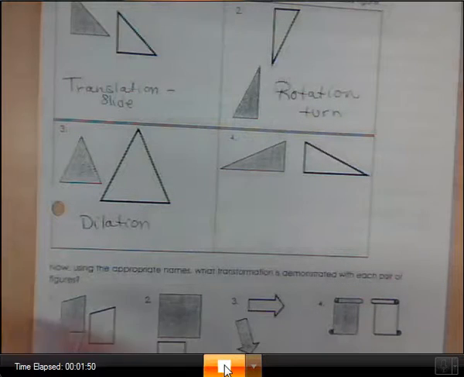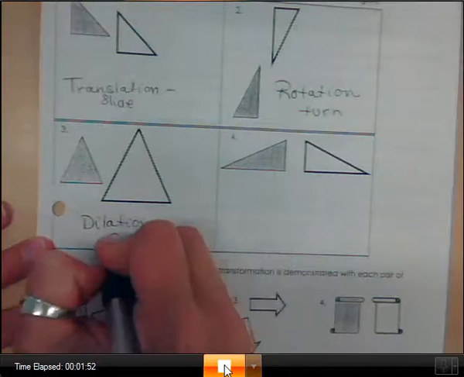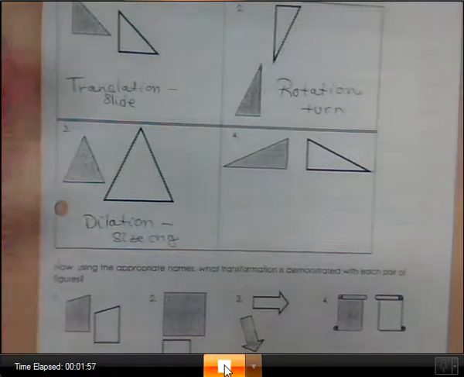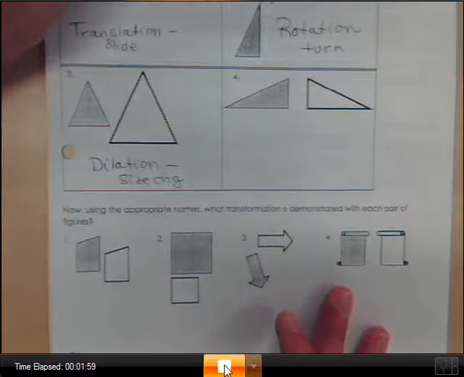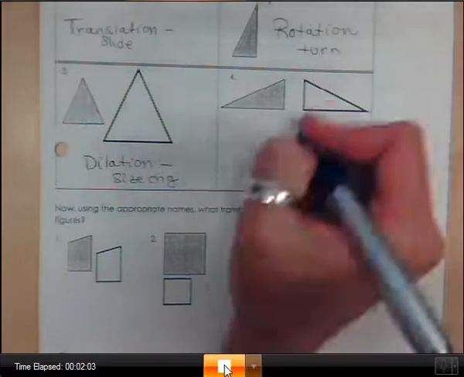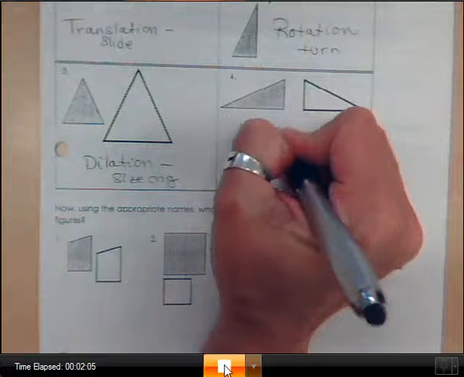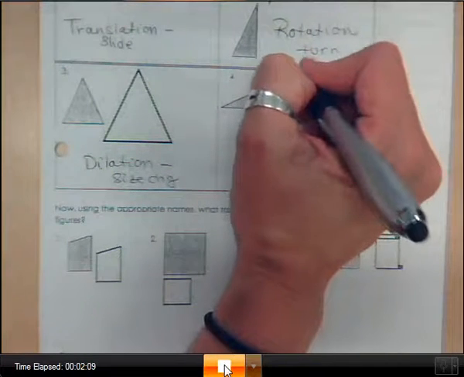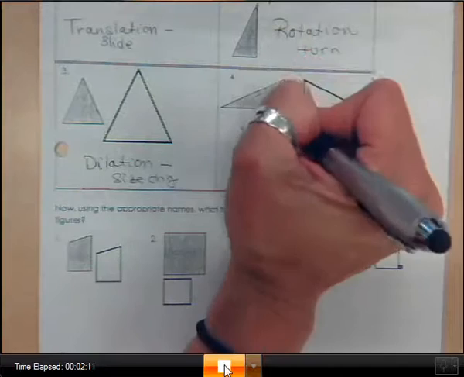You're dilating your eyes. You're changing the size. So this would be a size change. What about number 4? What do we think about 4? That is a reflection. The line of reflection would be right between those.